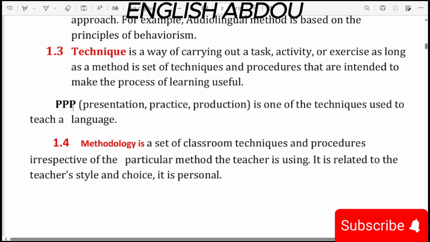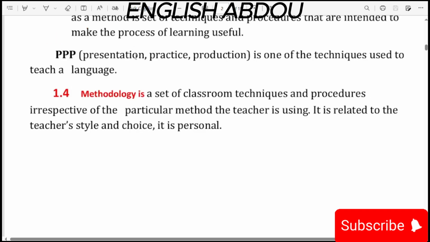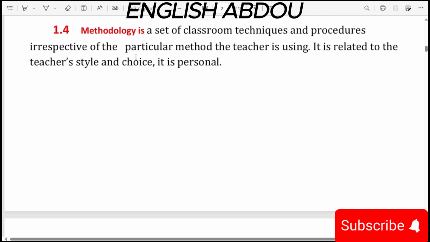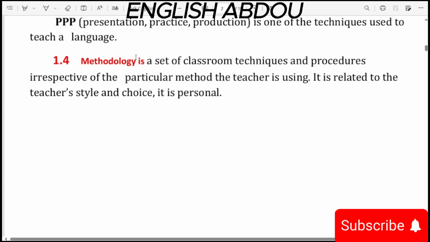So technique is anything that can facilitate our teaching inside class. Any technique we can use in order to give an efficient or effective teaching inside class. The last one is methodology. Methodology, simply, is a choice by a teacher, or a style, a teacher style.